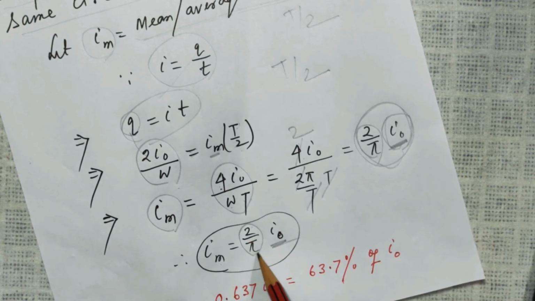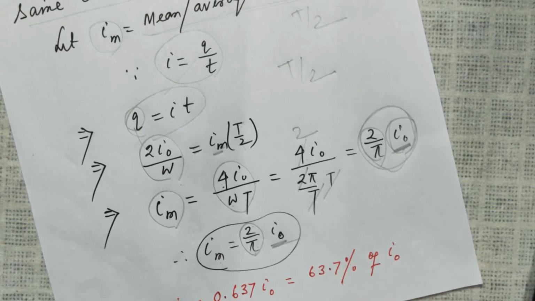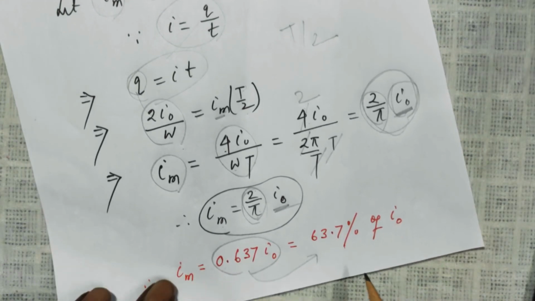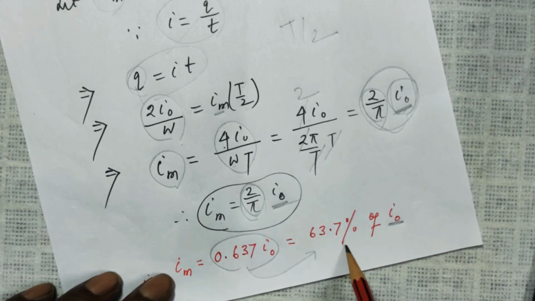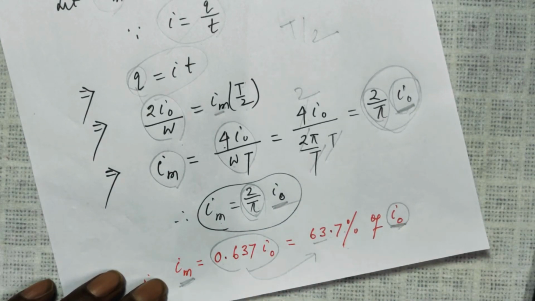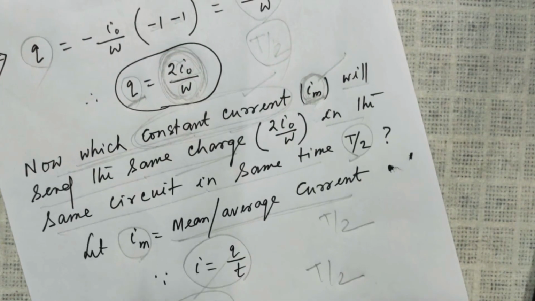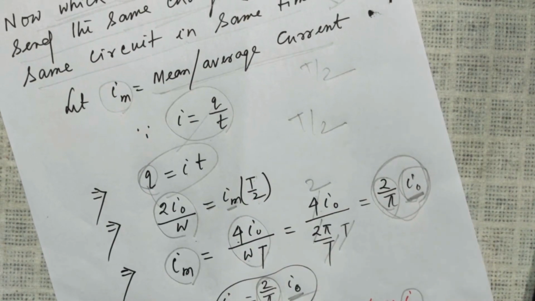Now if you divide this using a calculator, taking pi is equal to 22 by 7, this comes out to be 0.637 times I naught. If you write it as a percentage, this will be 63.7% of the maximum current. If 63.7% of the maximum current is passed through the circuit, it will send the same charge. Therefore the mean value is equal to this much of the peak value.